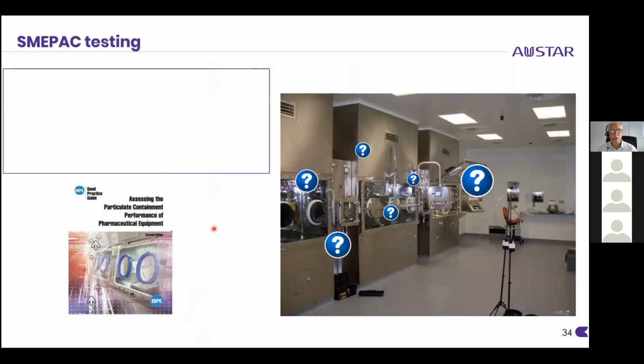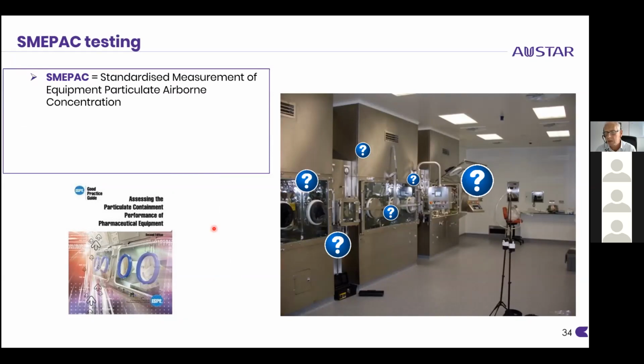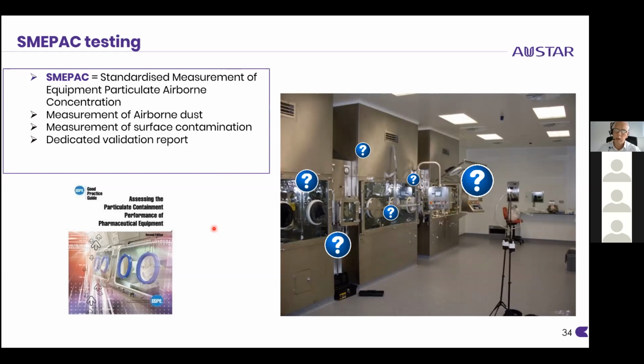SME-PAC testing is a top level testing. The acronym is Standardized Measurement of Equipment Particulate Airborne Concentration. It's derived from an ISPE good practice guide, and this test came out around 2002, and it's been maintained ever since then. It measures airborne dust. It measures surface contamination. And there's a dedicated validation report issued after the validation to ensure that that equipment is working within the design parameters that it was originally designed to.